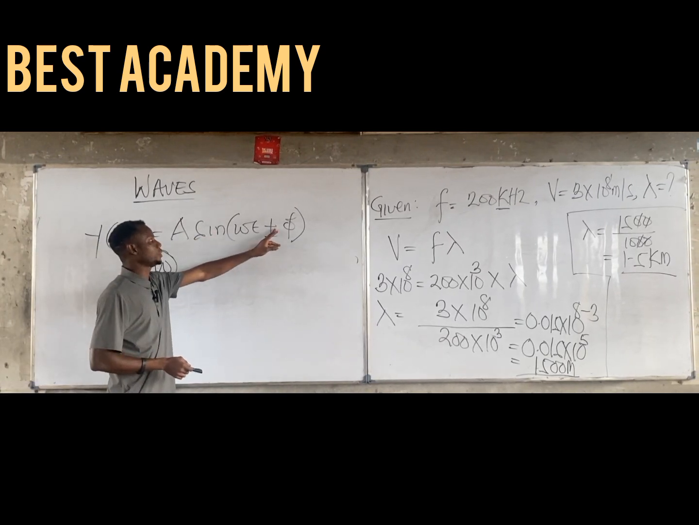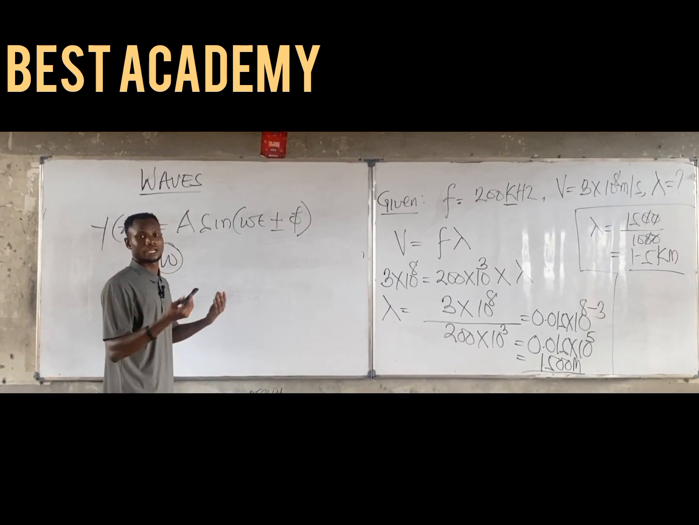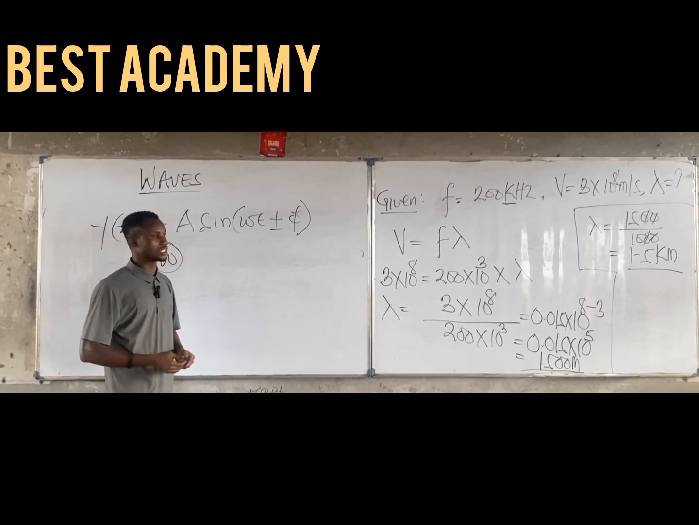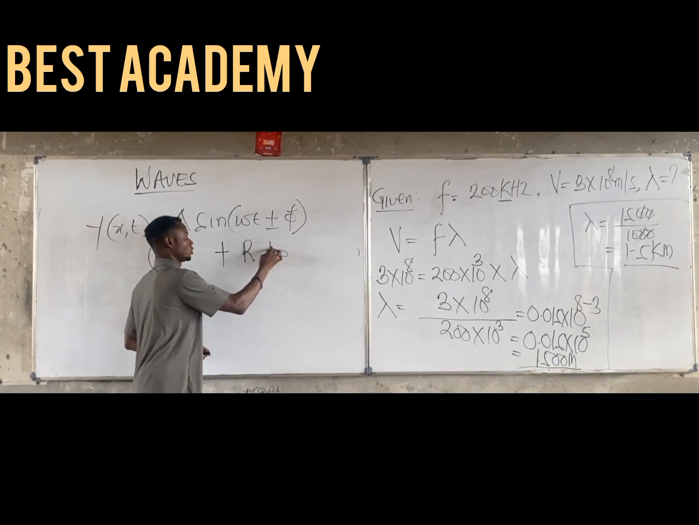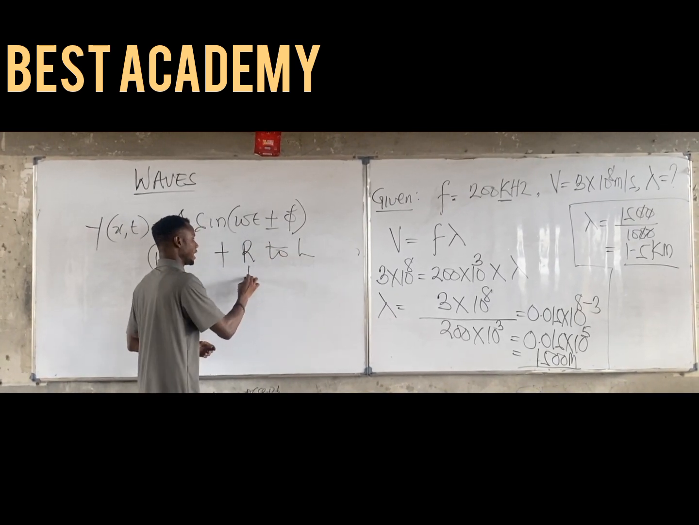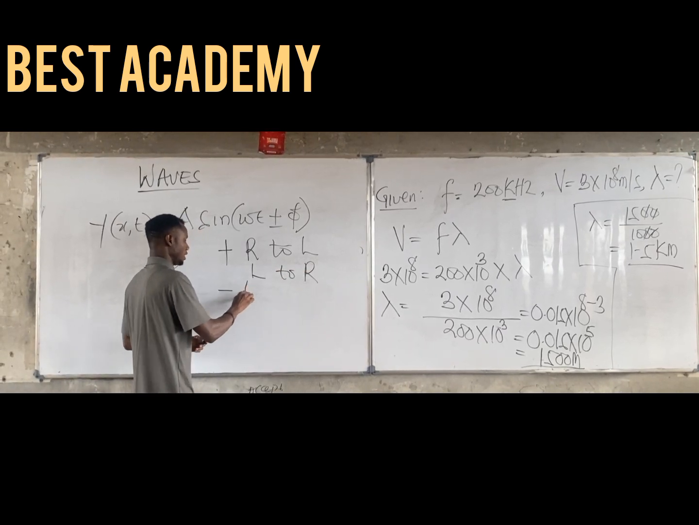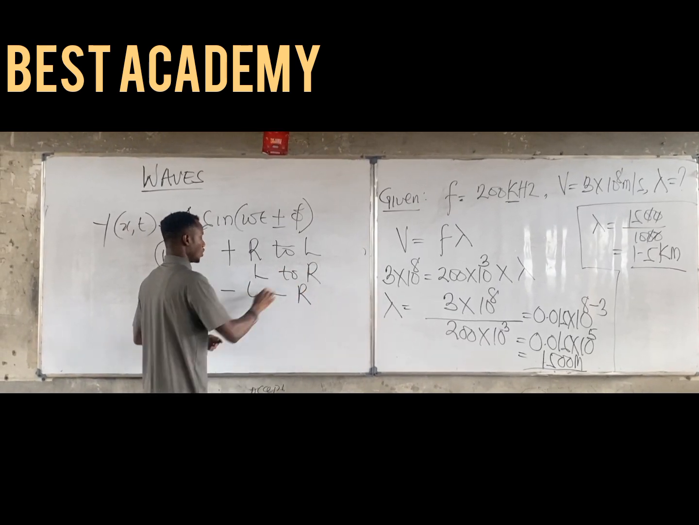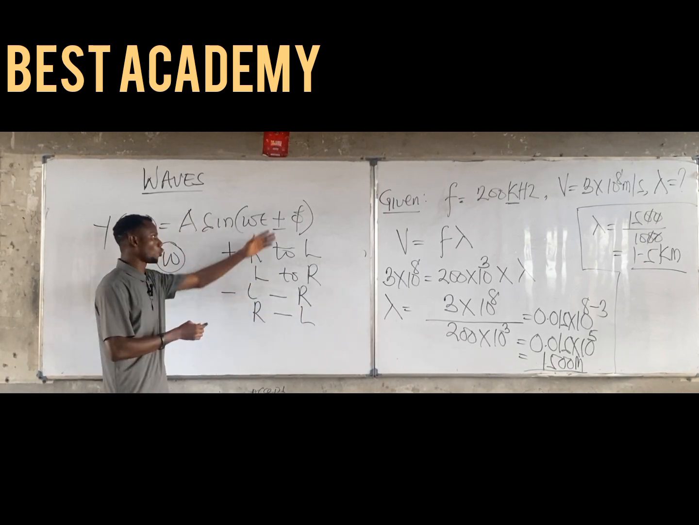And how can we interpret this when it is plus? How can we interpret this when it is minus? Now, what is the wave movement? If it is plus, is it moving from right to left, or is it moving from left to right? If it is minus, is it moving from left to right or right to left? Okay, now we are going to know it.